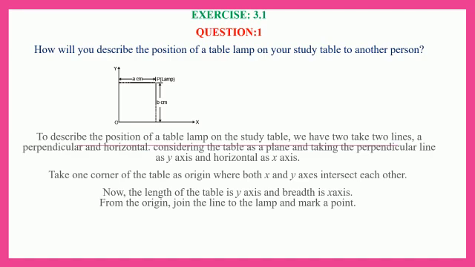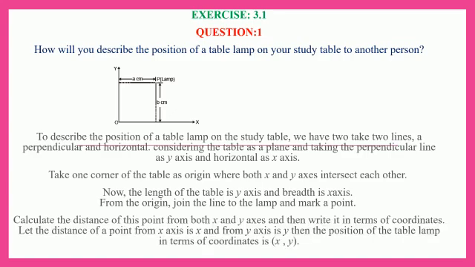From the origin, join to the line of the lamp and mark a point. Now we have to calculate the distance of this point from both the x-axis and y-axis in terms of coordinates, that is x and y. The distance of your point from the x-axis is x and from the y-axis is y. Then the position of the table lamp in terms of coordinates is x comma y. This is the way you have to describe the position of a table lamp to another person.